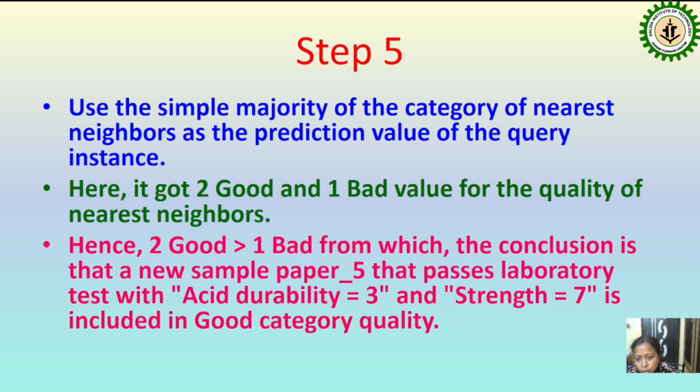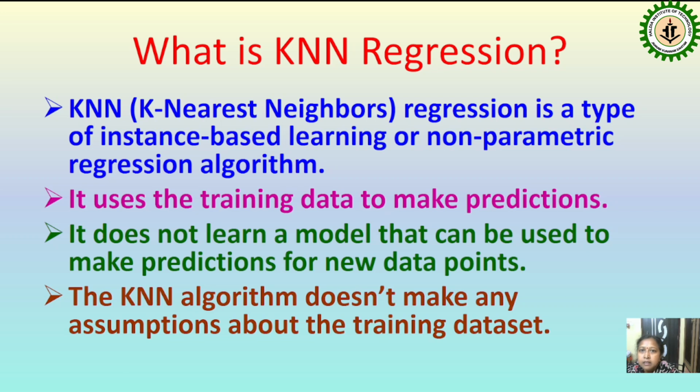We have 2 good and 1 bad from the 3 nearest neighbors. The conclusion is that a new sample paper 5 that passes through the laboratory test with acid durability equal to 3 and strength equal to 7 is included in the good quality category. Now next I will explain another problem using the kNN regression algorithm.